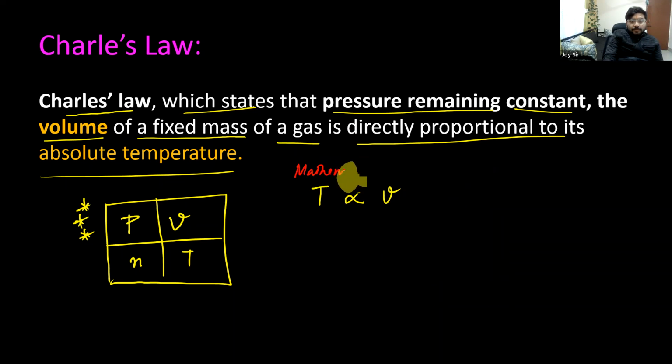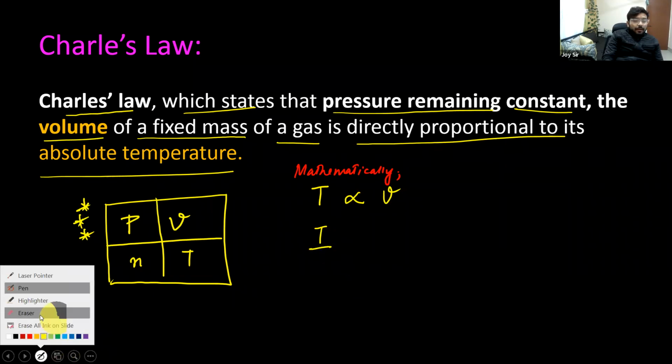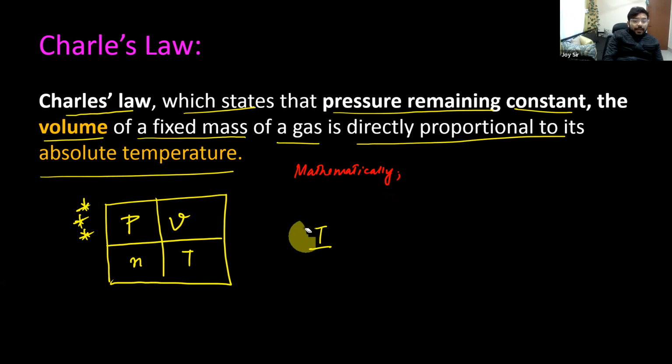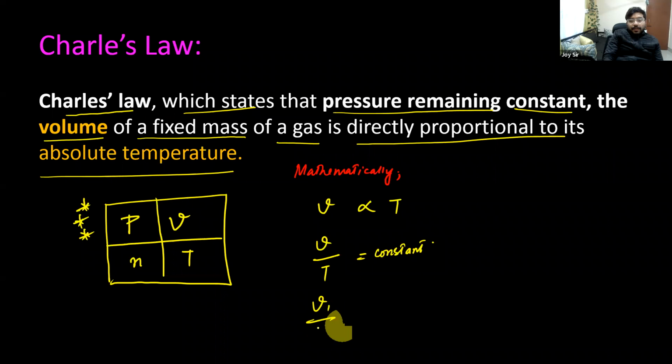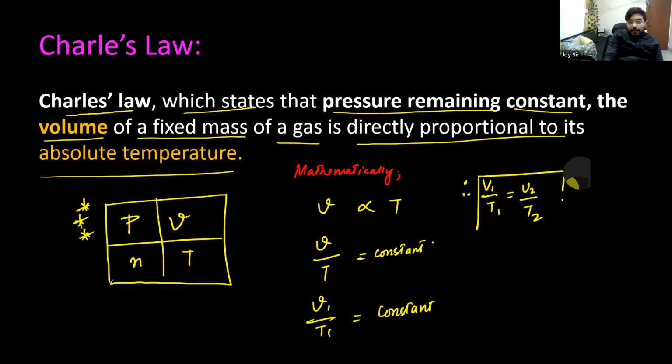Mathematically, T is proportional to V. We can write it the opposite way. Volume is directly proportional to T, so V by T is equal to a constant value. So V1 by T1 is equal to constant. Therefore we get the formula V1 by T1 is equal to V2 by T2. This is our constant value.